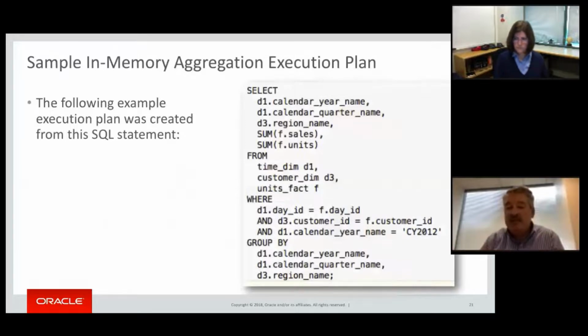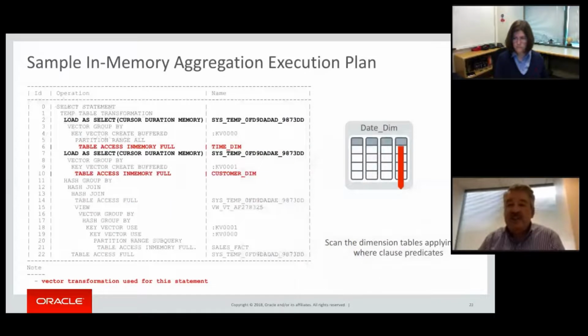And so we've got 3 tables. We've got our time dimension, customer dimension, and then we have a facts table. We have our join keys and a filter predicate where we're going to look at a specific year. And we have our group by. So we're really going to sum sales and units for the time dimension based on a region. So as we start our scan of our dimension tables, remember the picture I showed you at the beginning where we're scanning the 2 dimension tables, we're going to create our key vectors, we're going to create our aggregate accumulator, and then we're going to scan our fact table, or the sales fact table in our case.